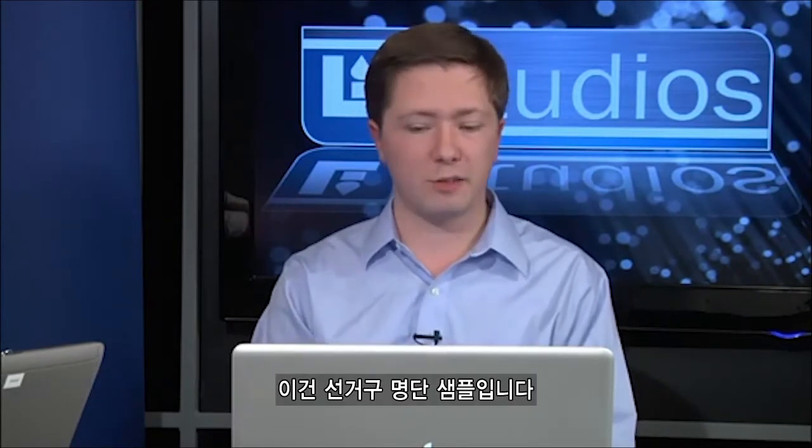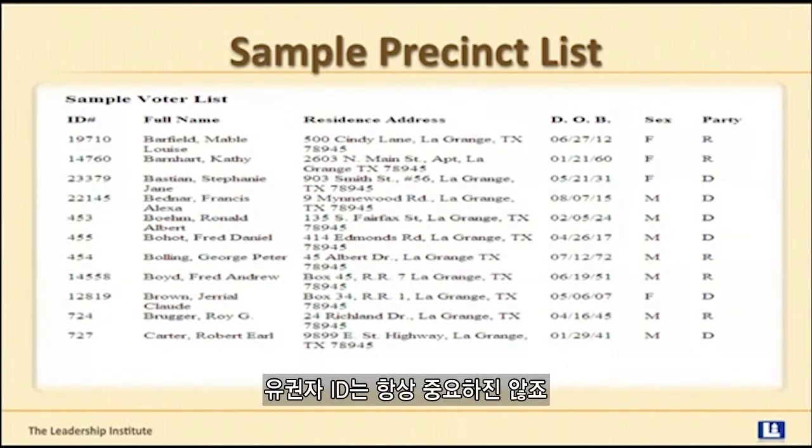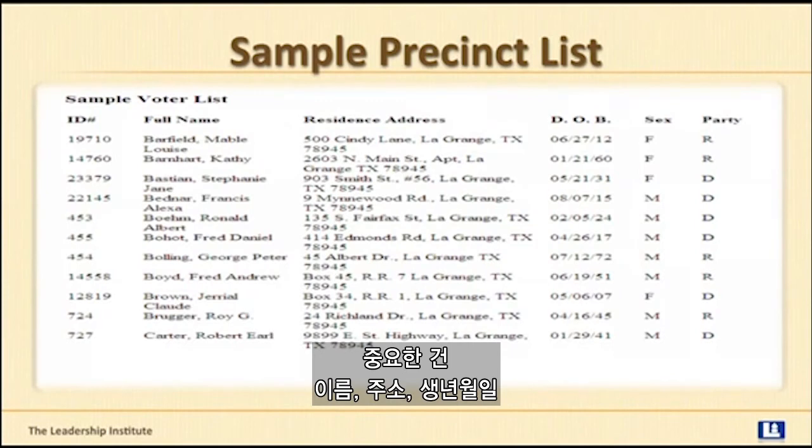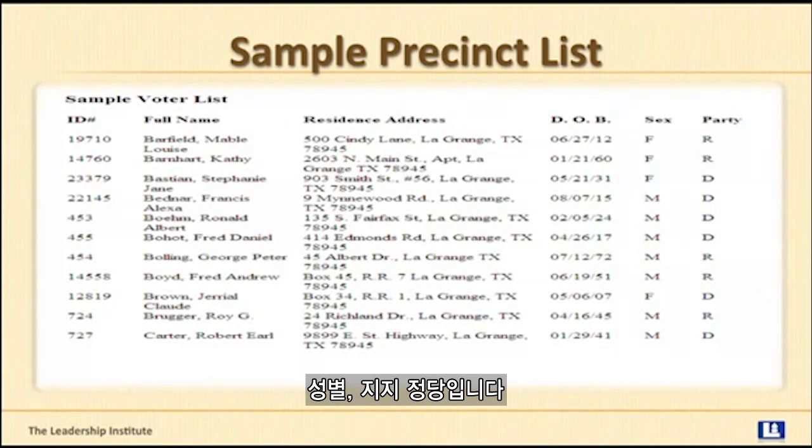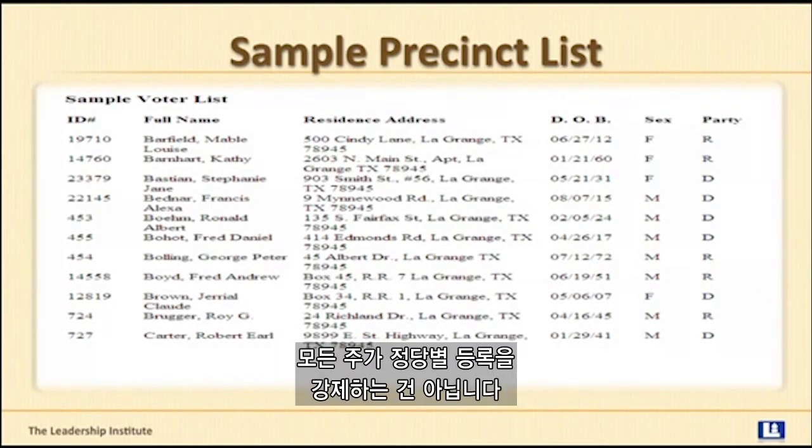Here's a sample precinct list. This is usually what it looks like. Their voter ID, which isn't necessarily important to you all the time, but their name, their address, their date of birth, whether they're male or female, and which party they identify with. Not all states force you to register by party.